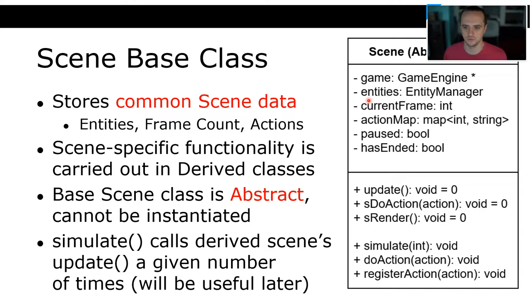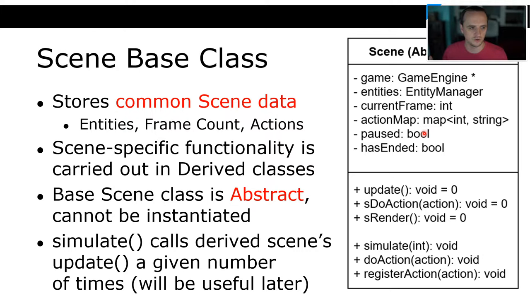We're also going to have an action map, and we'll talk about that next lecture. But what this action map is going to do is it's going to let us map keyboard input to different actions, okay? So we'll be able to do things like remap keys and all sorts of cool stuff. It's also going to store whether or not the current scene is paused or if it's ended and things like this.